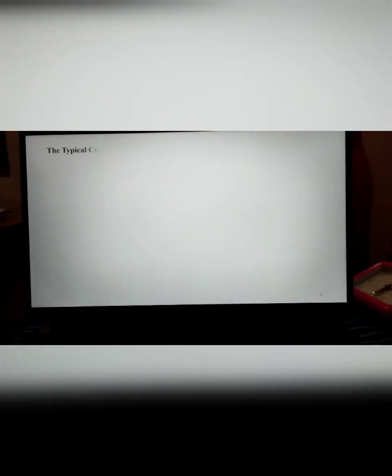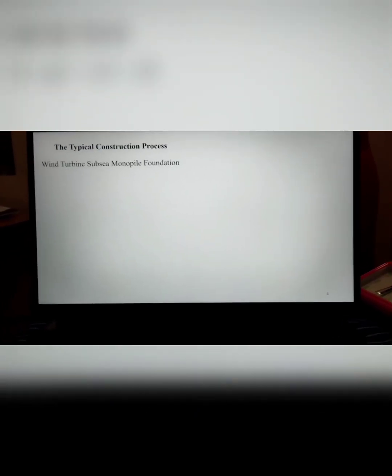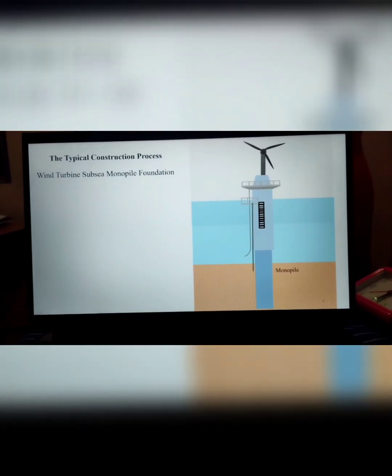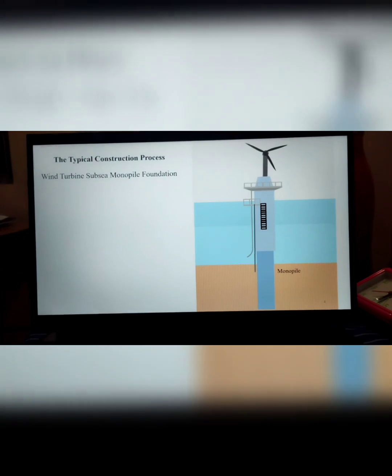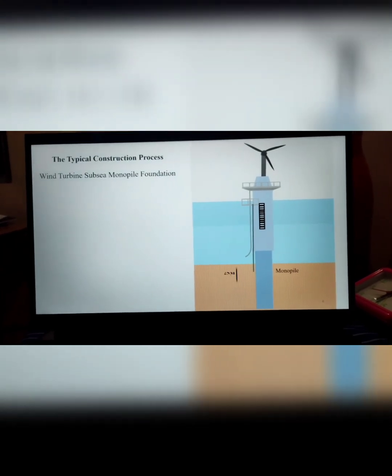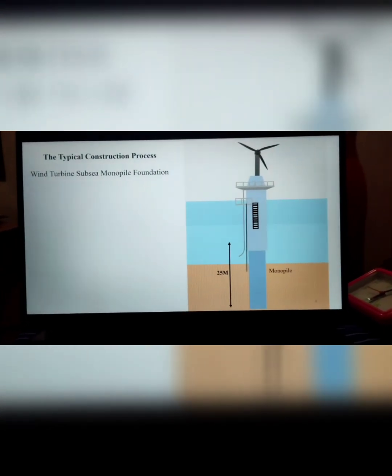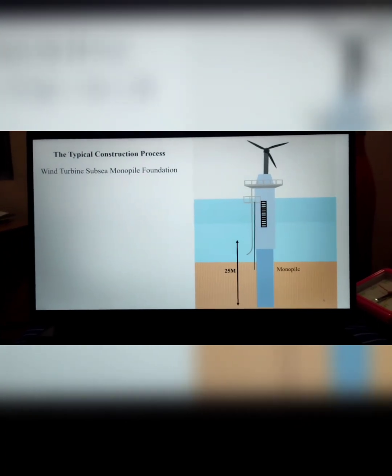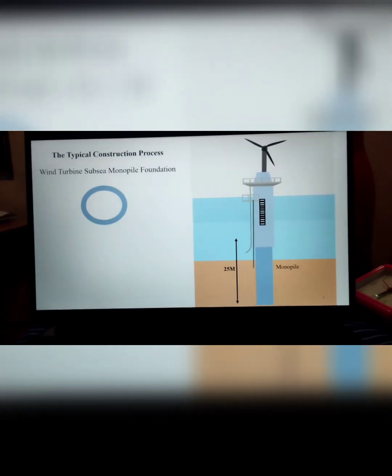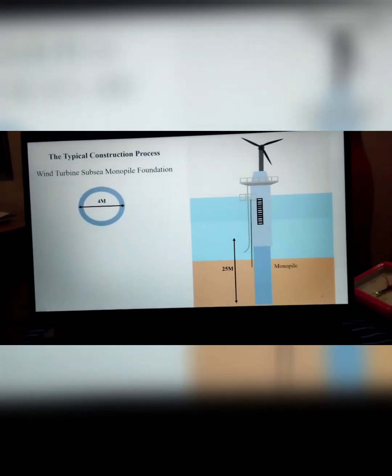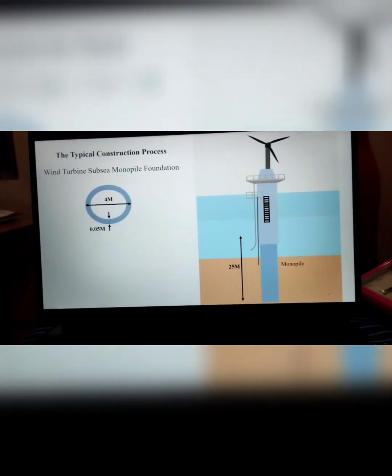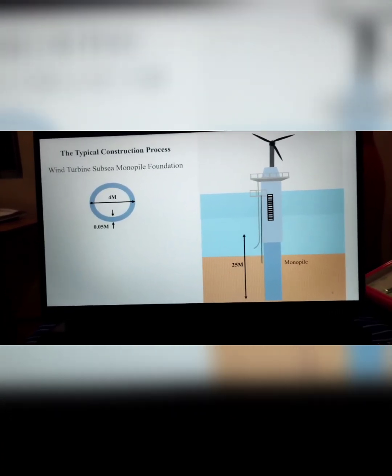Let us have a look over a typical construction process. Here we have an example of a wind turbine subsea monopile foundation. As we can see in front of us, this is a wind turbine subsea monopile foundation, where the height of the monopile foundation is taken to be 25 meters. Its diameter is 4 meters and the thickness is around 0.05 meter.